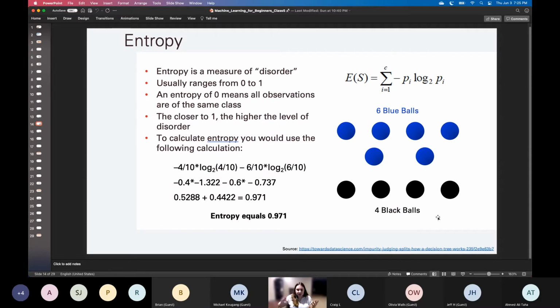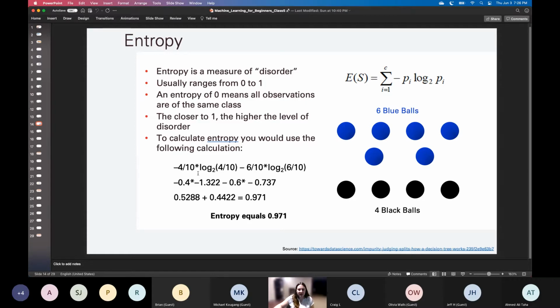So entropy is the other option that you can use. I'm not going to go over this one in as much detail. Instead of doing a multiplication and looking at a misclassification, entropy is a measure of disorder. So it actually has a mathematical formula. It usually ranges from 0 to 1. An entropy of 1 means that all observations are in the same class. Closer to 1 is the higher level of disorder.